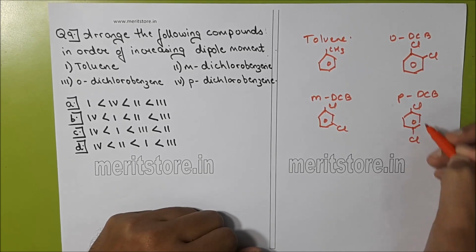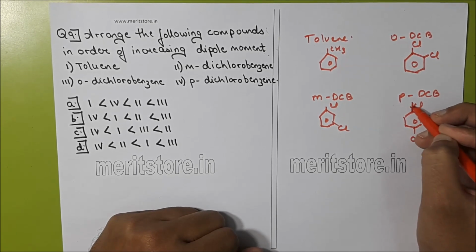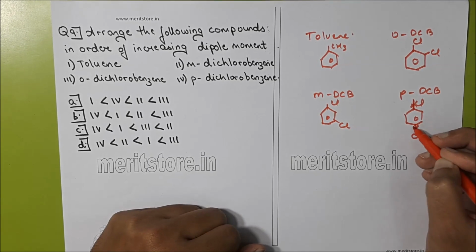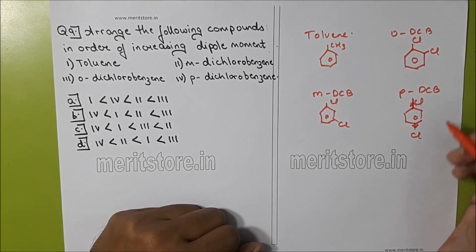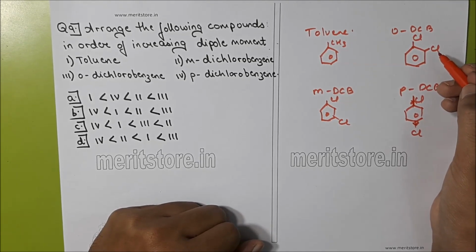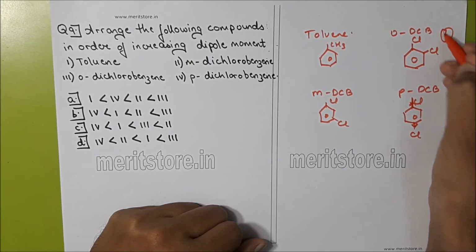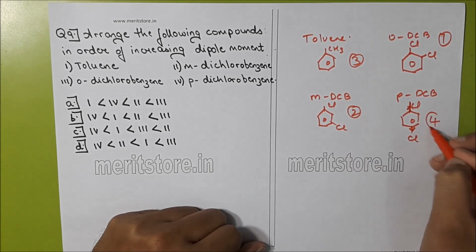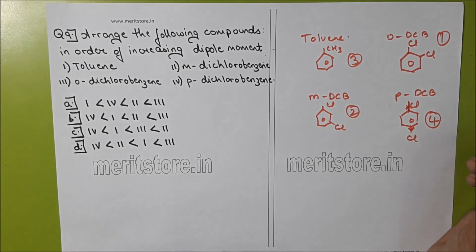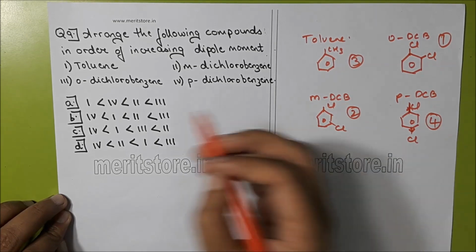The dipole moments of both these atoms cancel each other. So here there will be the least dipole moment, and it will be maximum at ortho dichlorobenzene. So this one will have the maximum, then meta, then toluene, and least at para dichlorobenzene. So the correct option will be B.